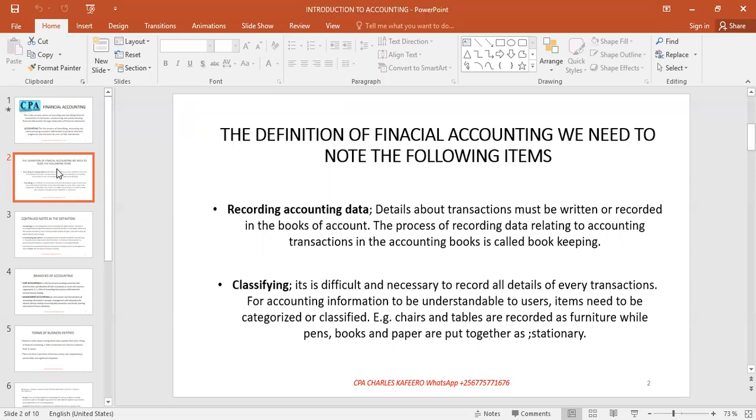The other thing we said, accounting involves classifying. What are we classifying? It is difficult and unnecessary to record all the details of every transaction. For accounting information to be understandable to users, items need to be categorized or classified.